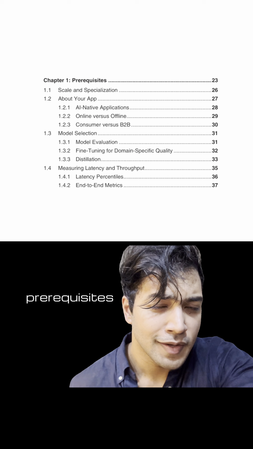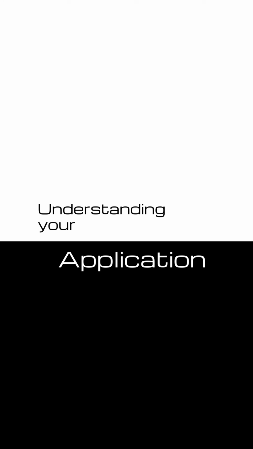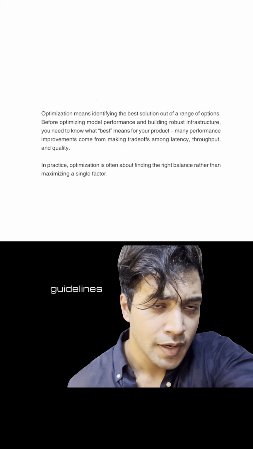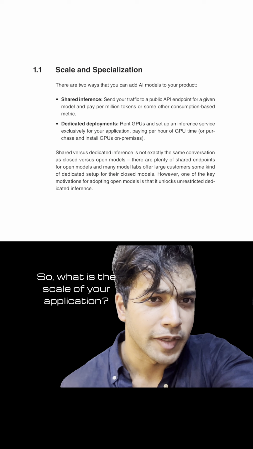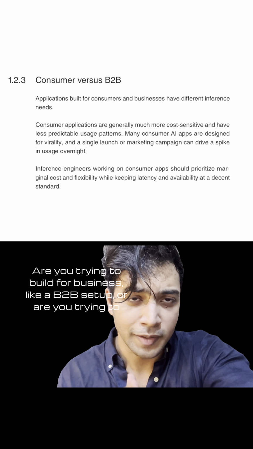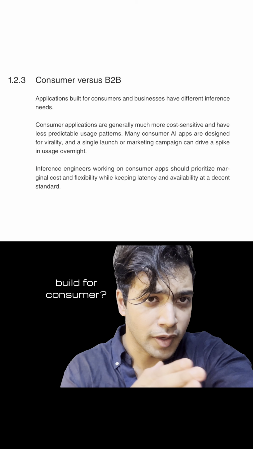And in this video, I'll be covering chapter 1 of the book, called Prerequisites. So in this chapter, essentially the author tries to cover the concept of understanding your application and the business needs before committing to any sort of inferencing guidelines. So what is the scale of your application? What specialization are you trying to build for? Are you trying to build for business, like a B2B setup, or are you trying to build for a consumer?